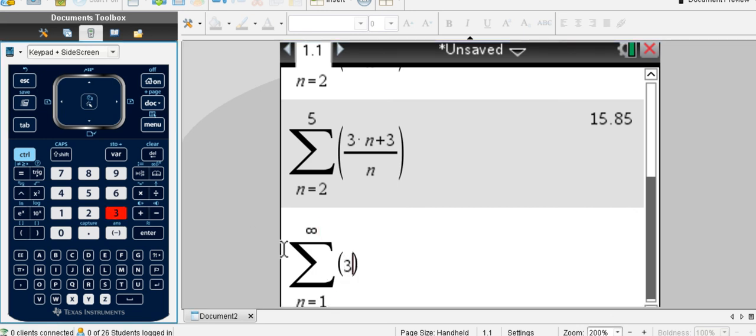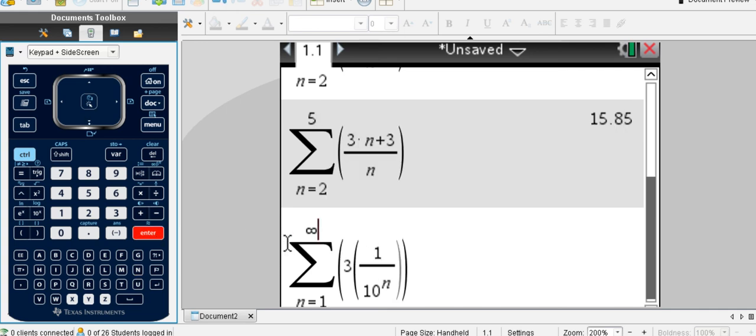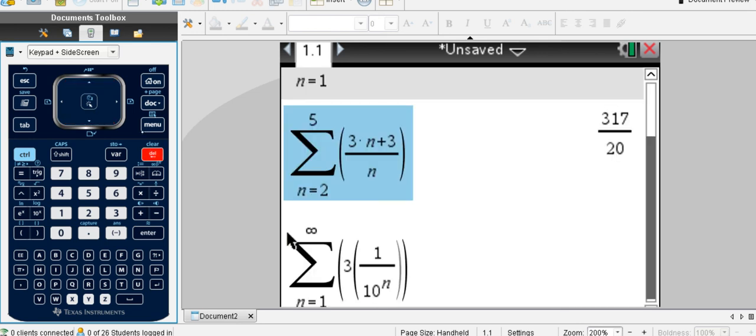It was 3 times something. What was it? 3 times 1 over 10 to the power of n. When you press enter, though, we have a problem. You'll see that our calculator does not know how to solve this. So since it doesn't know how to solve it, we've got to figure something else out.